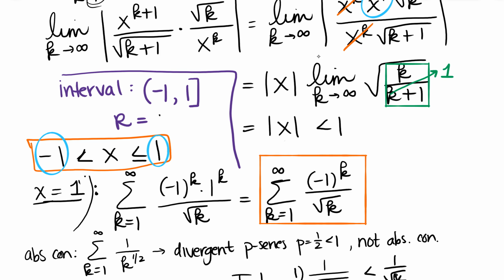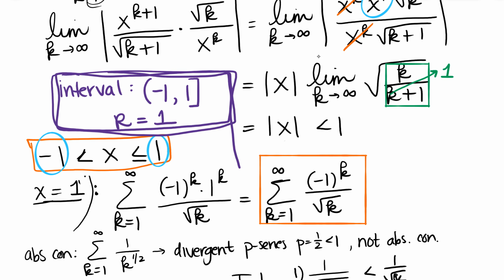And so in this case, what is my radius of convergence? My radius of convergence is 1. It's basically that distance I could go. I mean, you could just take the distance of the interval and divide it by 2. That would be your radius of convergence.